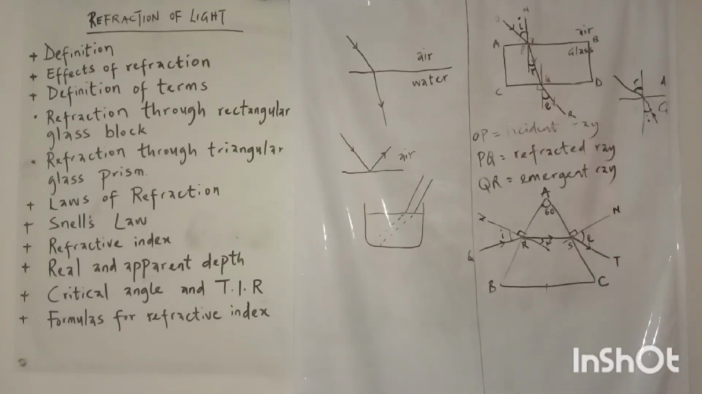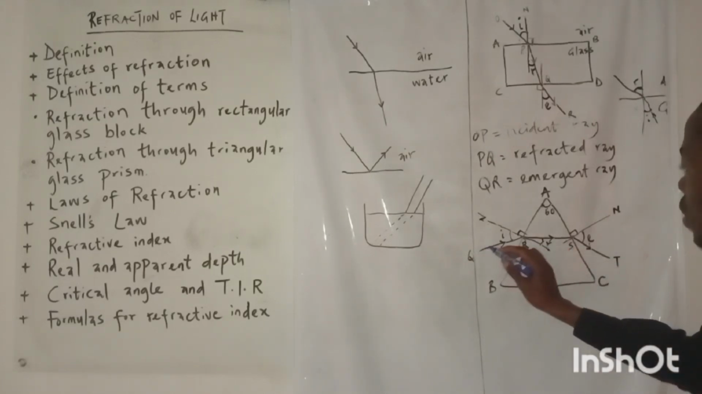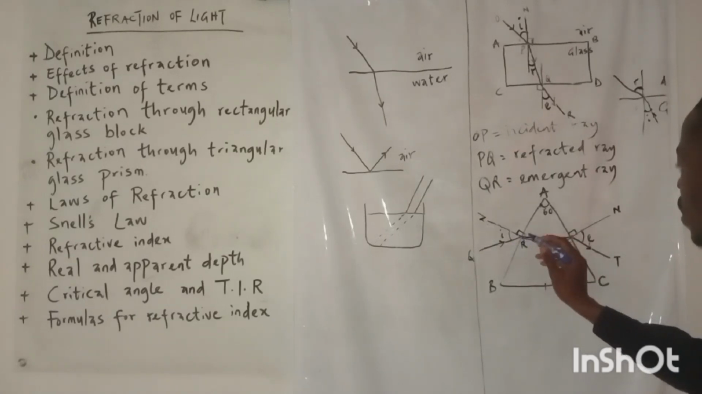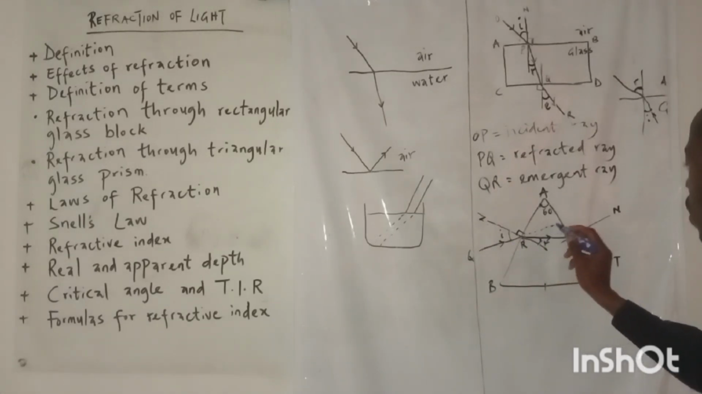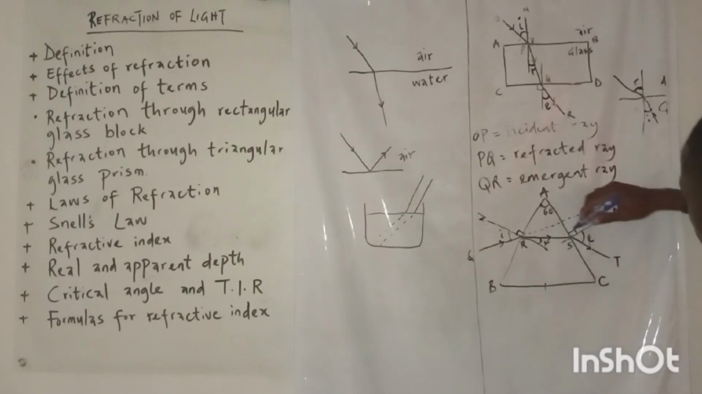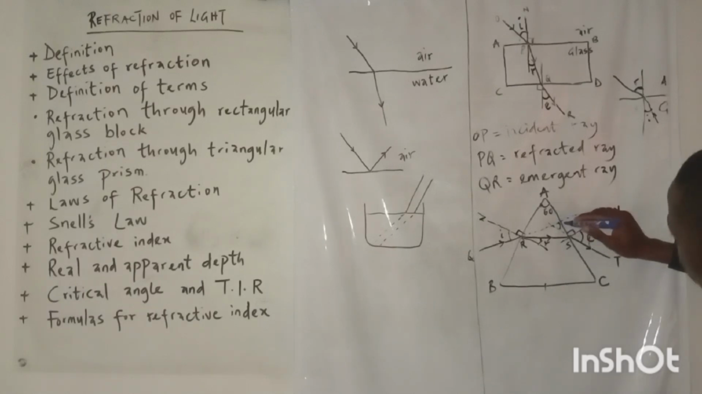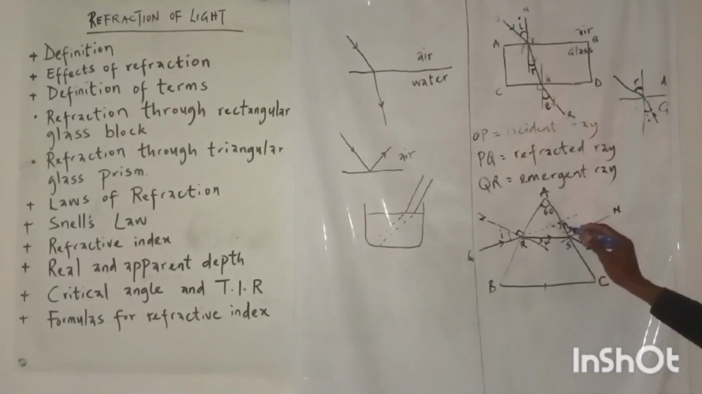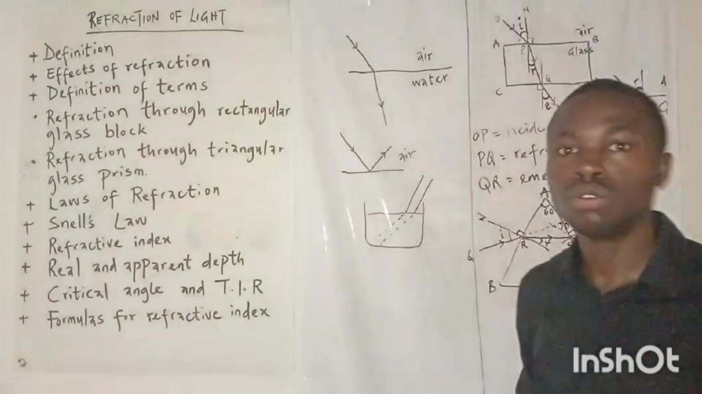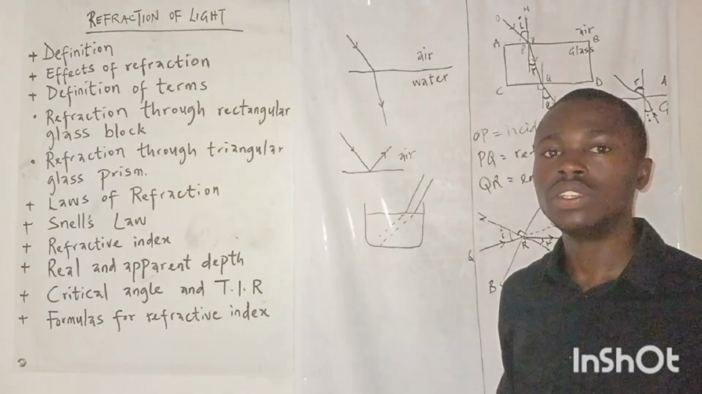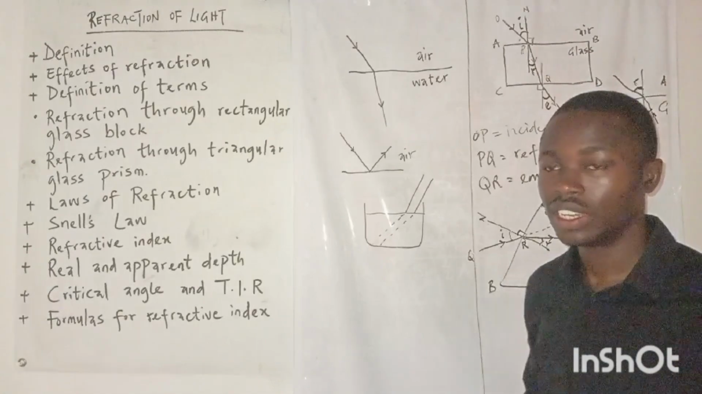Another term that we need to take note of is the angle of deviation. So this is the incident ray. If we extend this incident ray, and we extend this emergent ray, at this point we consider this angle D. This angle is D. It's called the angle of deviation. So the angle of deviation is the angle between the incident ray and the emergent ray.